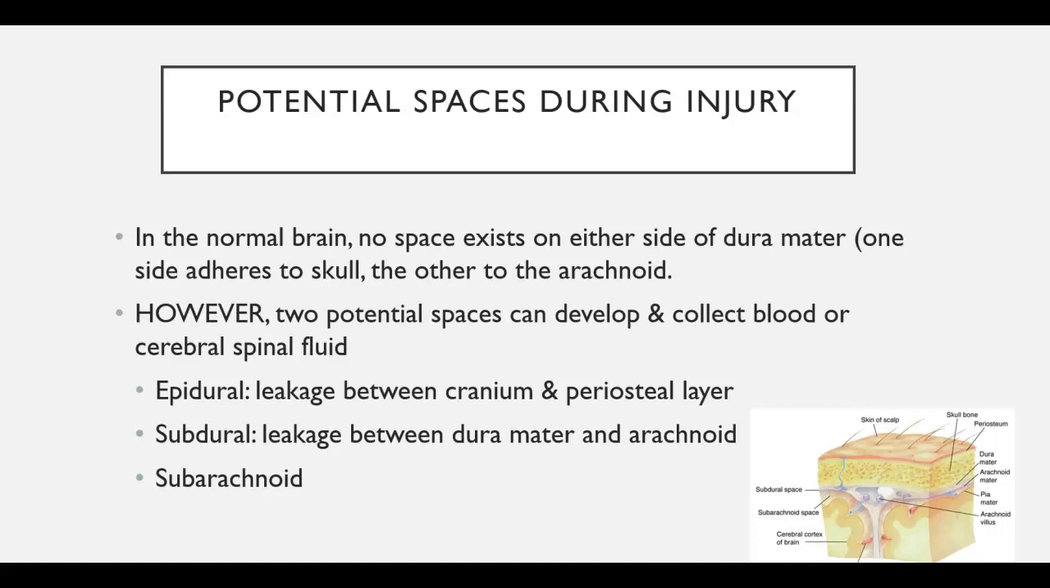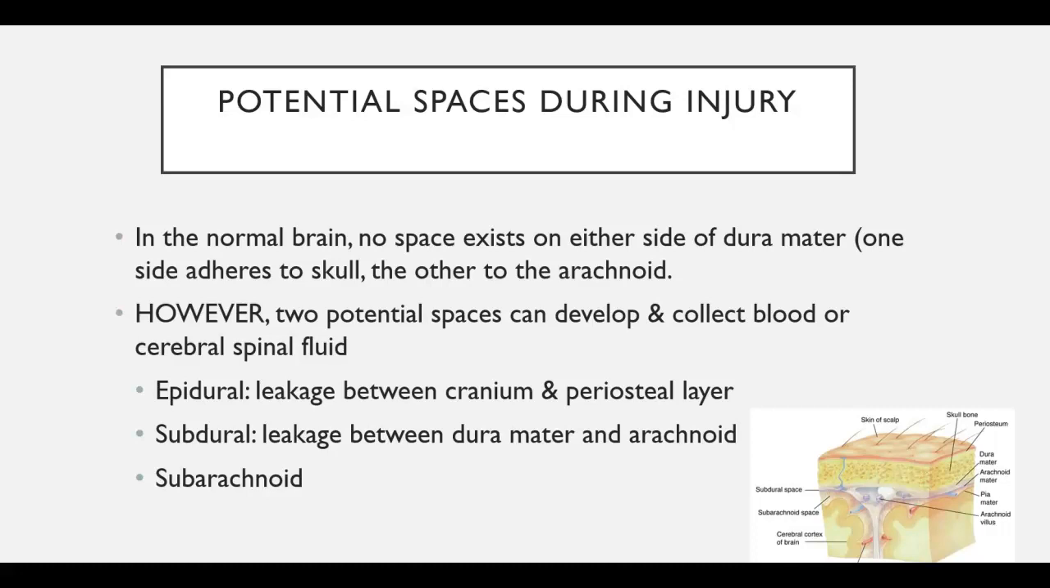So we talked about how the meninges are tightly adhering to the brain and the spinal cord so that there is no space in between. And in a normal situation, everything is a closed system protecting the brain. However, if there is some injury, there's a potential to have space occur, and within this space, there can be a collection of blood or CSF.